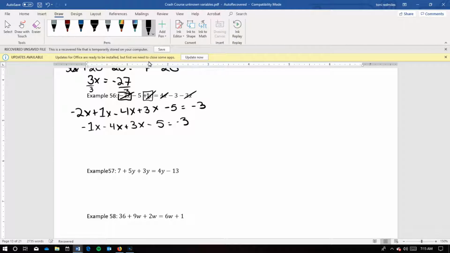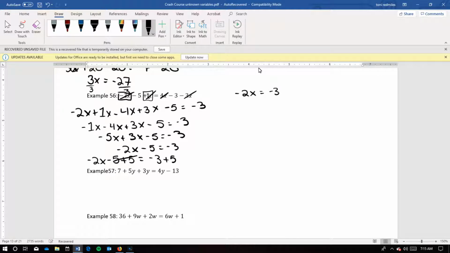Negative 1x minus 4x is a negative 5x. Negative 5x plus 3x is a negative 2x. Now I have an equation I know, okay? So I'm going to add 5 to both sides. Divide the negative 2, divide the negative 2. 2 goes into 2 one time, but since I have that pesky negative, it's a negative 1.